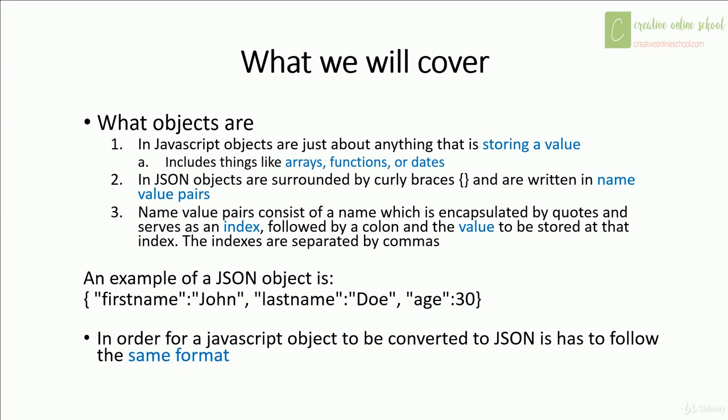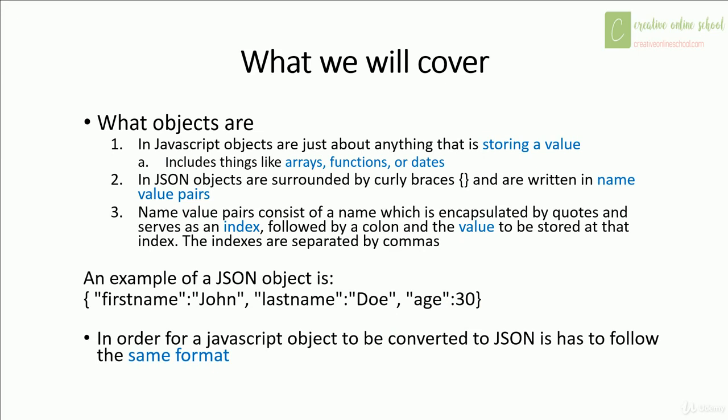So we've been talking about objects. Let's cover what they are for a moment. In JavaScript, objects are just about anything that is storing a value. This includes things like arrays, functions, or dates. They're all just storing the code that's inside in a name that you've given it.